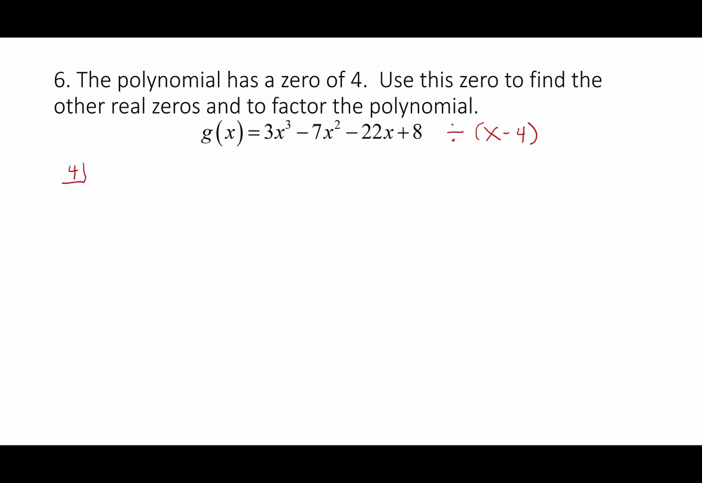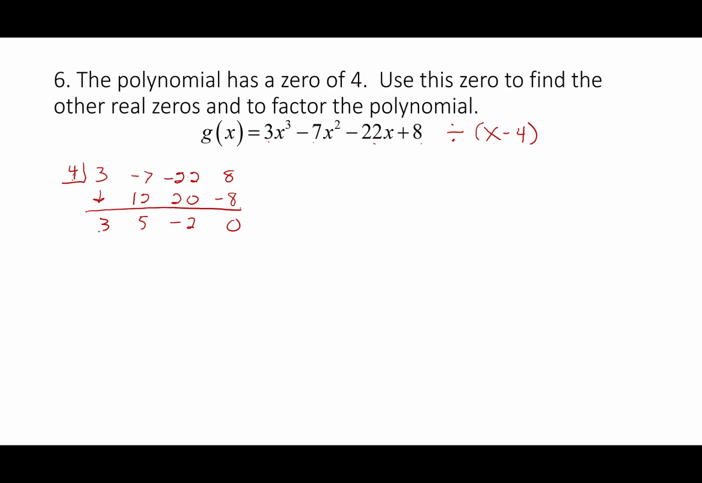To divide by x minus 4, I'm going to use synthetic division. I'll put 4 in my little box here. To the right of my 4, I want to write the coefficients of g, which are 3, -7, -22, and 8. Okay, so I'll put those numbers here. And then I'll put a little space, draw a horizontal line, bring down the 3. 4 times 3 is 12. -7 plus 12 is 5. 4 times 5 is 20. -22 plus 20 is -2. 4 times -2 is -8. 8 plus -8 is 0, which is what we want here.